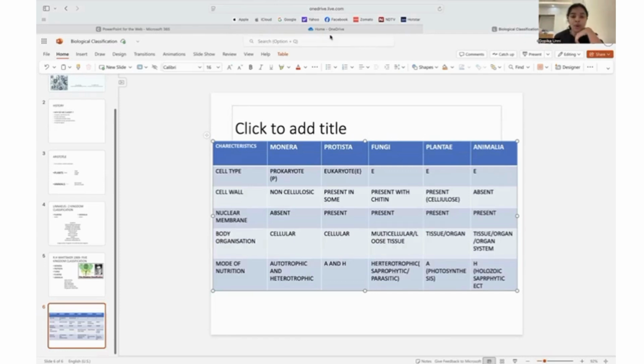Now, mode of nutrition. You remember plants. Kingdom Plantae belongs to autotrophs. Kingdom Animalia to heterotrophs. And fungi, I told you the example of fungus on your bread, so you can remember it as heterotroph. Now, Protista and Monera have both autotrophic and heterotrophic modes of nutrition.